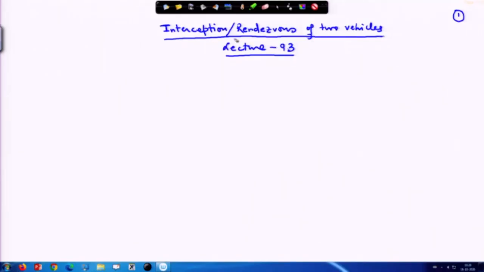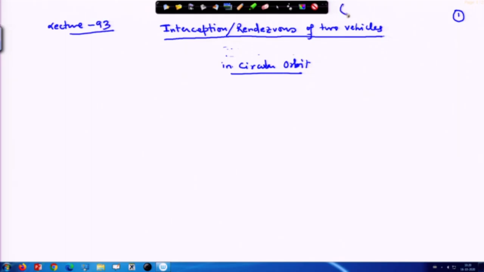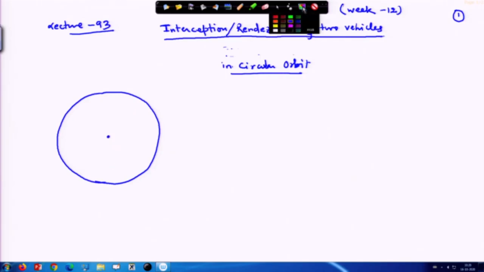So, mathematical aspects basically we will look into. Interception, or rendezvous, of two vehicles in circular orbit. So, this is in circular orbit. Let us say this is the circular orbit about the Earth. It can be any planet, but let us assume this to be the Earth. This is satellite A, and we have another satellite B here.